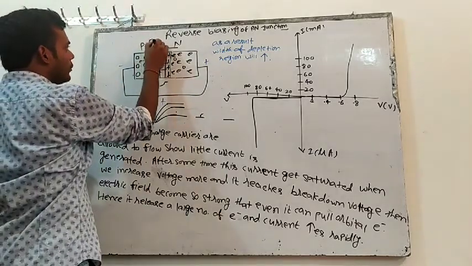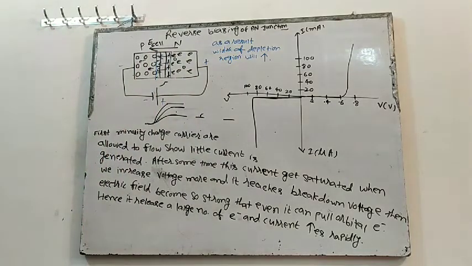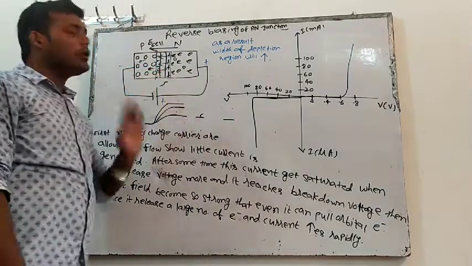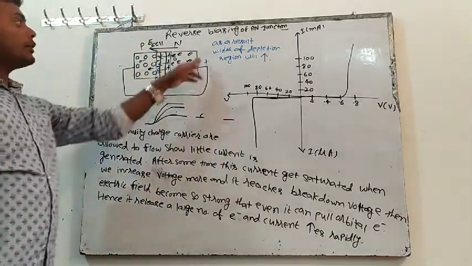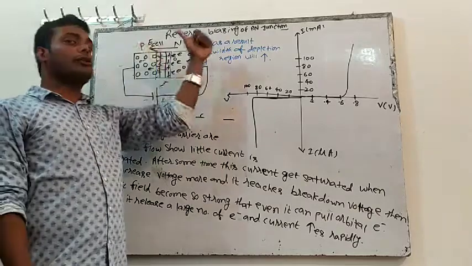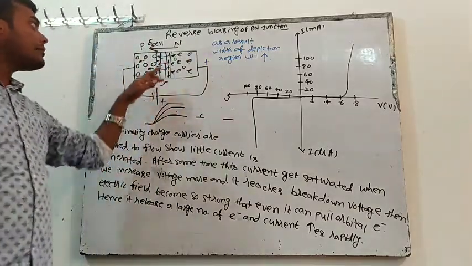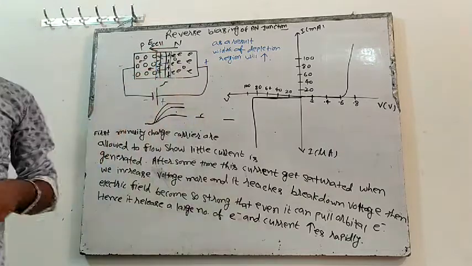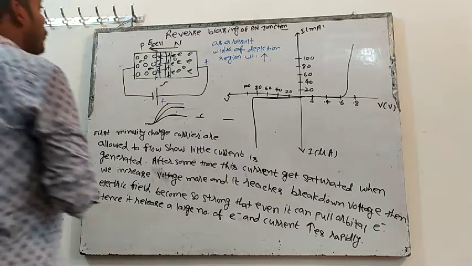This is the electric field due to the cell. Now see this thing. This blue one is the electric field due to the depletion region, and this is the electric field due to the cell. Both are in the same direction now, because this is positive, this is negative. So the electric field due to the cell will also be in this direction, positive to negative. That means both directions are the same. If both directions are the same, what will happen?